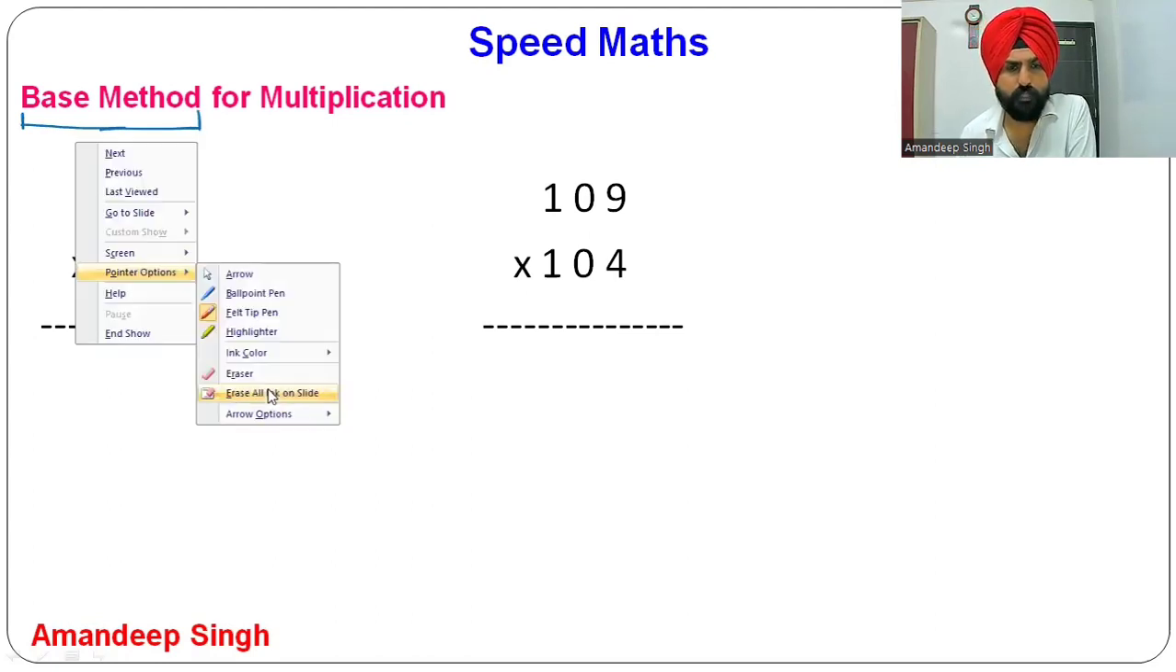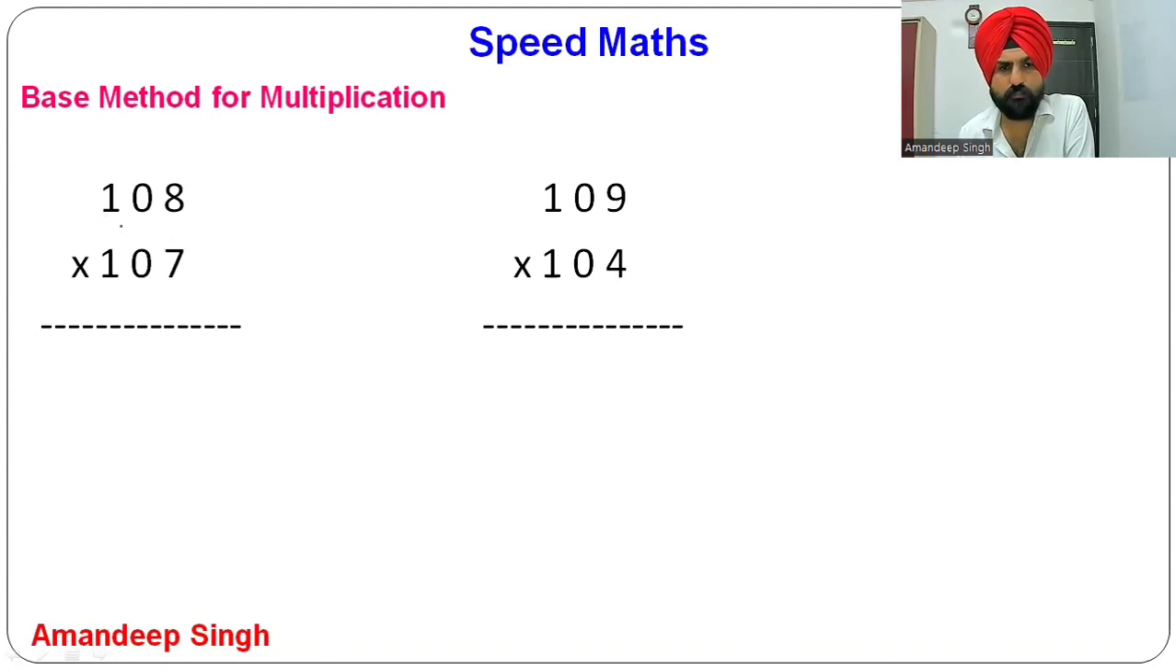Understand very carefully. See, we have two examples on the screen: 108 into 107, and 109 into 104. Can I say these numbers are close to 100? Both the numbers are close to 100. Yes, so that's why 100 is the base of these numbers, right?